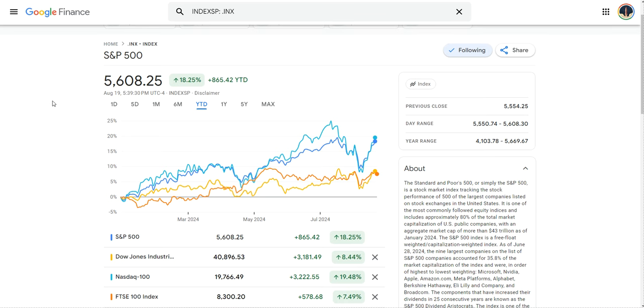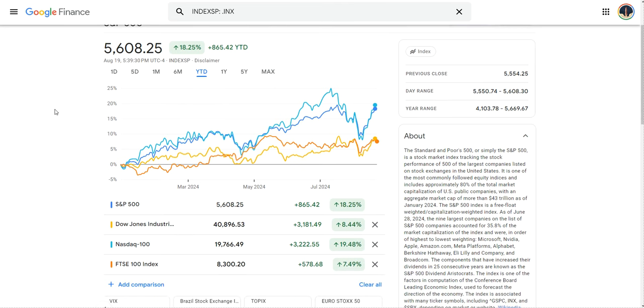The reason I like to look at this is because it is quite difficult to time the market. Right now, someone might say to you, oh, the stock market is too expensive, because year to date the S&P 500 is up 18%, so I'm just going to sit on the side and not invest. And I think that's really the wrong mentality.